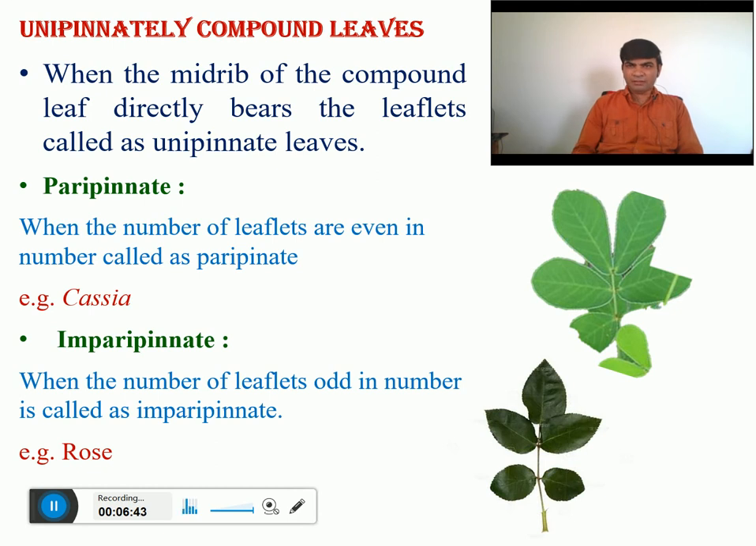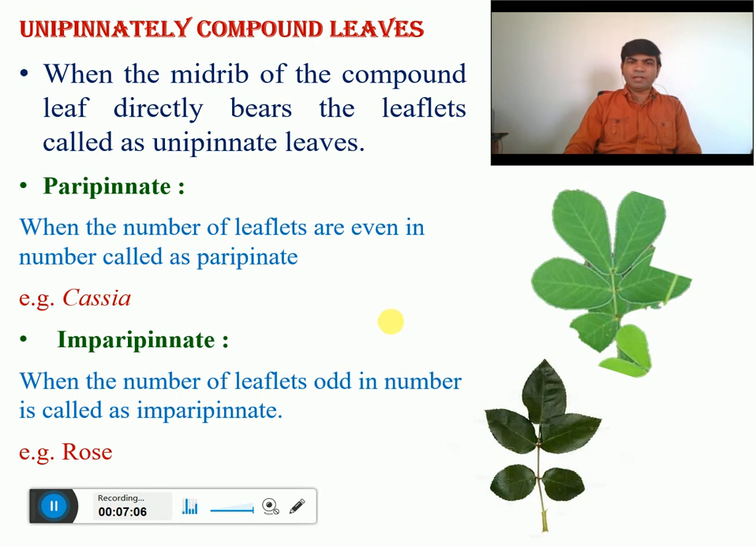For example, in case of cassia, we can see here the leaflets are formed in pairs. This is one pair, this is another pair. So the number of leaflets is even in number, either it is 4, 6, 8 or 12. Because of this it is called the paripinnately compound leaf.